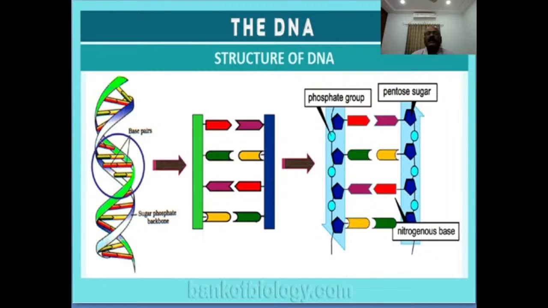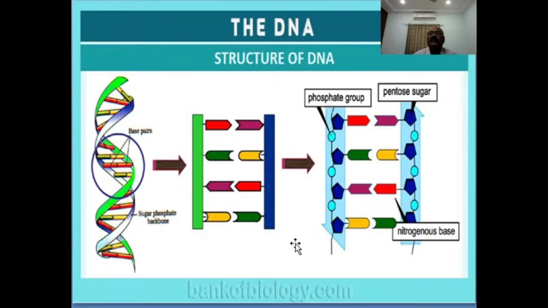See the structure of DNA. The 2 strands of DNA are not straight. It is a twisted one. That's why the DNA structure is called a double helical structure. It is a right-side twisted structure. When we observe these 2 strands, this is one strand and this is one strand.